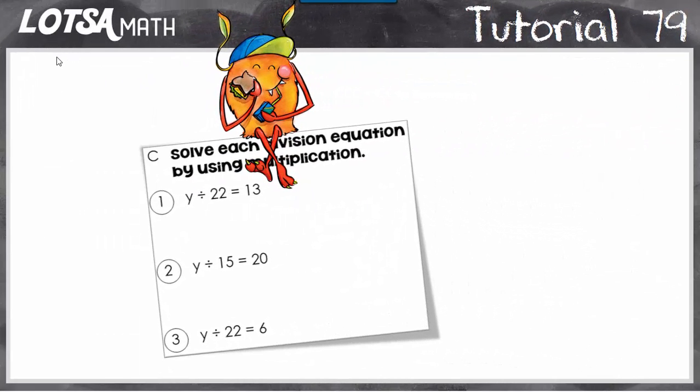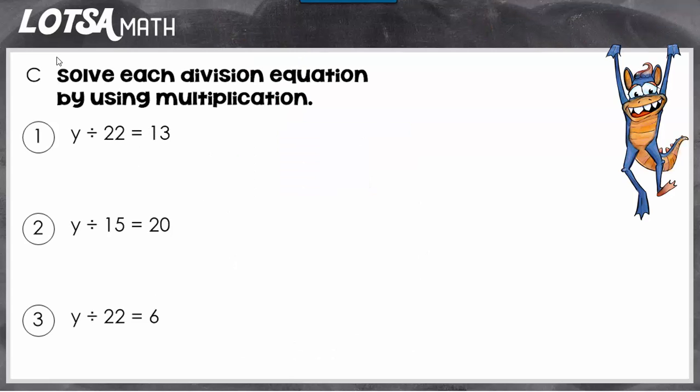For these problems, we're going to solve division equations by using multiplication. So let's look and see how we would do that. On number 1, we have y divided by 22 equals 13.